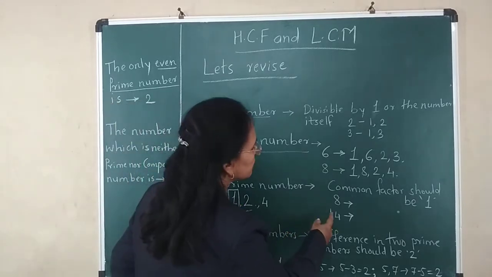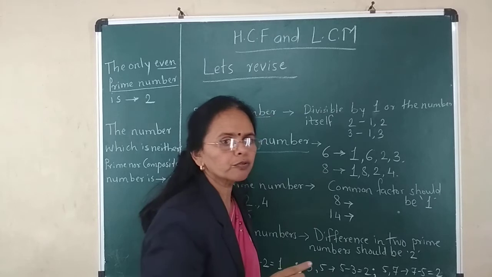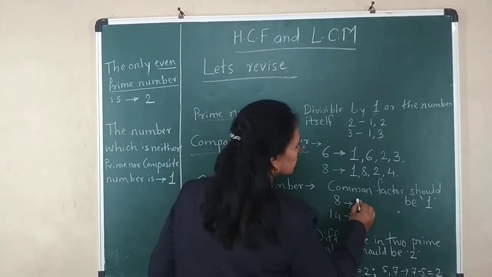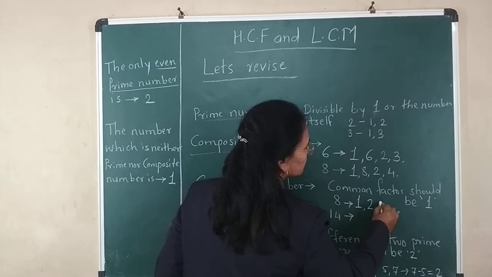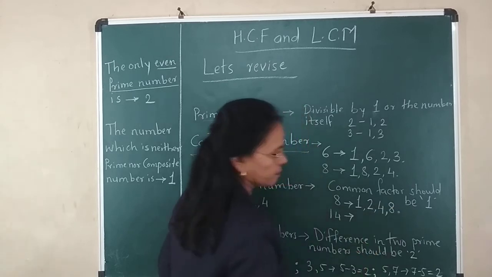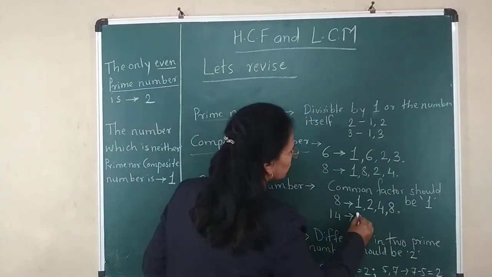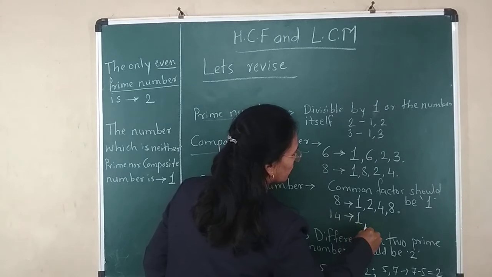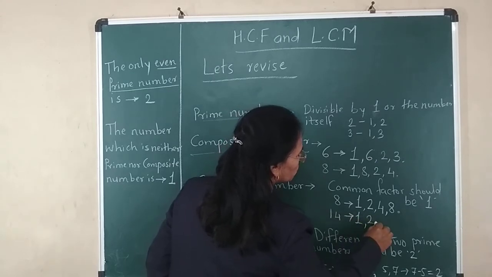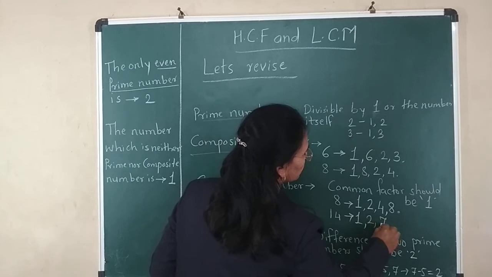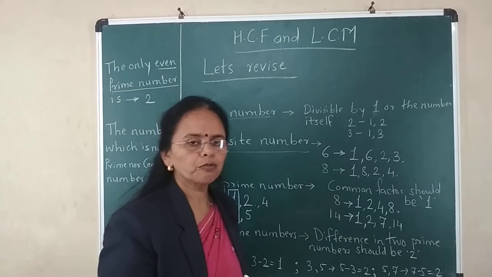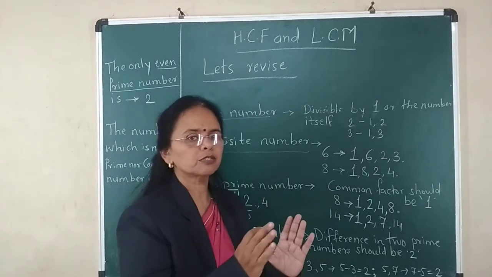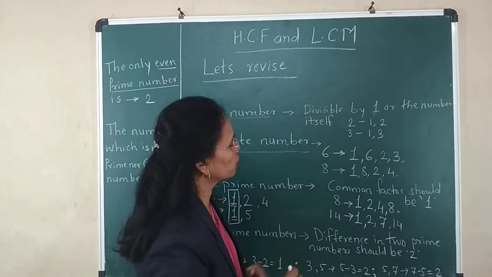Now let us see the next example. If we take the factors of 8 and 14. 8 comes in the table of 1, 2, 4 and 8. Now we'll see 14. 14 comes in the table of 1, 2, then 7, and then 14. Now we will find the common numbers which are in 8 also and 14 also.